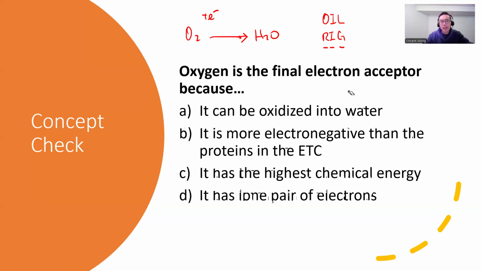Okay, it's the final electron acceptor because it is more electronegative than the proteins in the ETC. Remember, number 2 likes electrons more than number 1, and number 3 likes electrons more than number 2. And then the electron is stuck at number 3 until oxygen comes along to pull it off. Well, how can oxygen pull it off number 3? It has to like electrons even more than number 3, right? It has to have a higher electronegativity compared to number 3. So that's the answer.